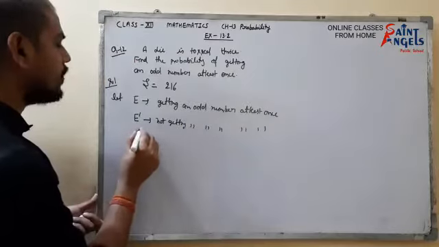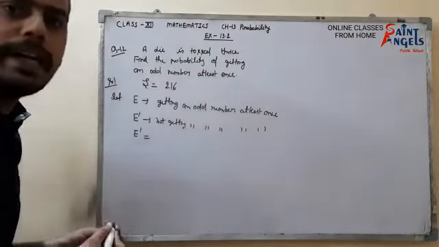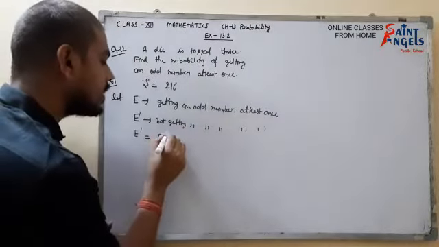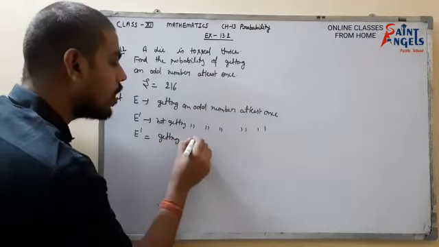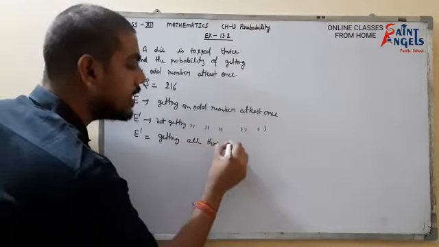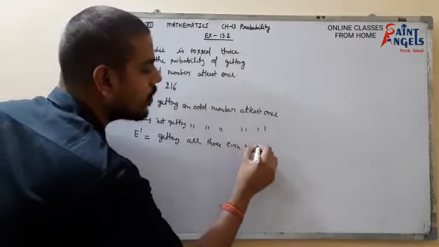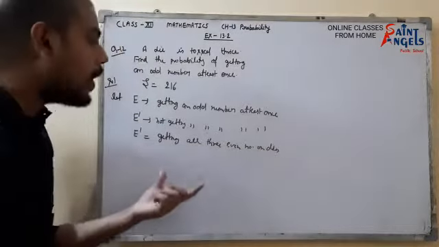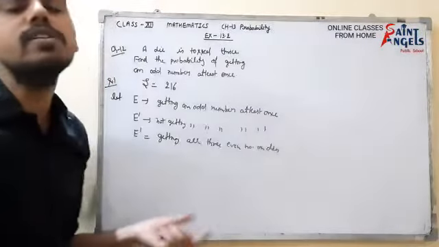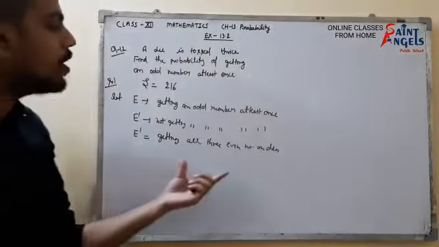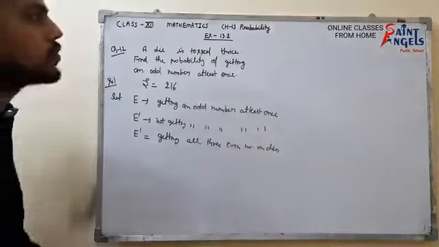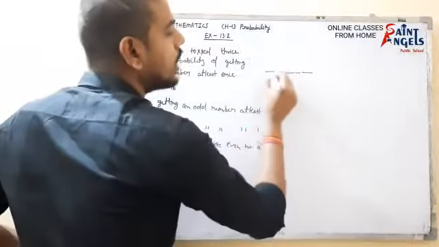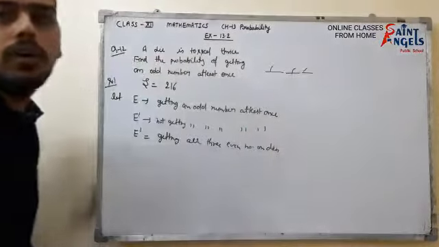It means what? If I am not getting any odd number, it means I am getting all 3 even numbers on the dice. If I'm not getting any odd number even once, then it means that I am getting all even numbers on the 3 dice. So I have 3 dice, and on the 3 dice I am getting even numbers.